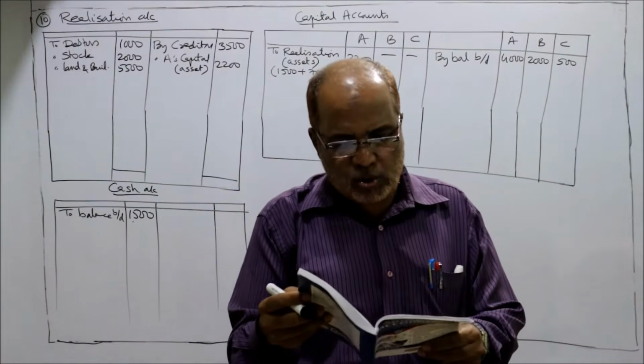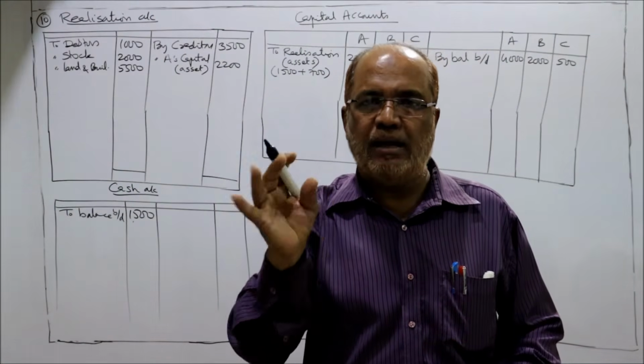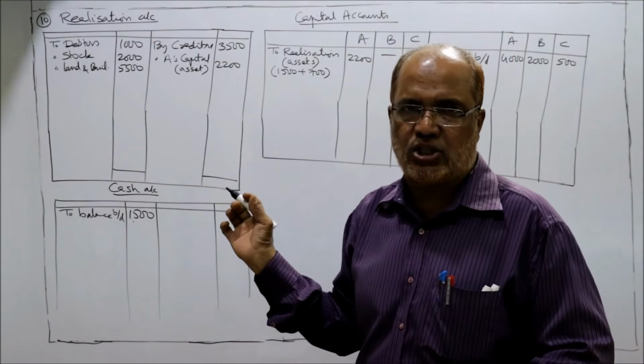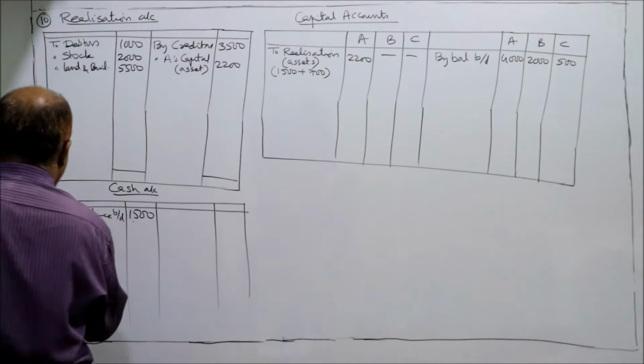Now the land and building was sold at an auction for 2,700. 2,700 में land and building बेच दिए. Entry will be cash account debtor to realization. Cash account debtor to realization. So cash को डेबिट करेंगे.